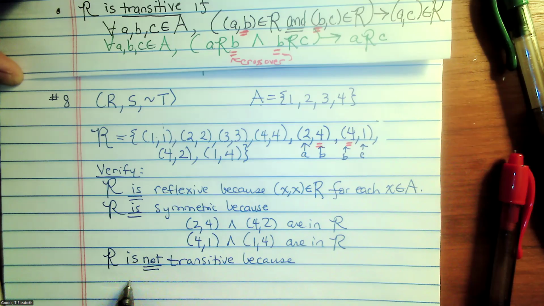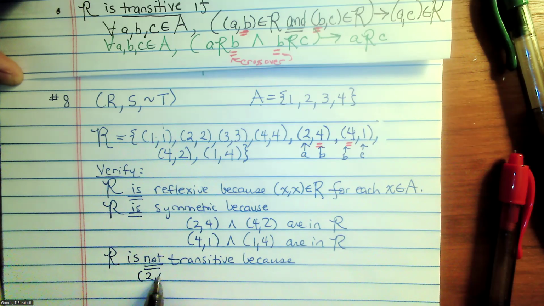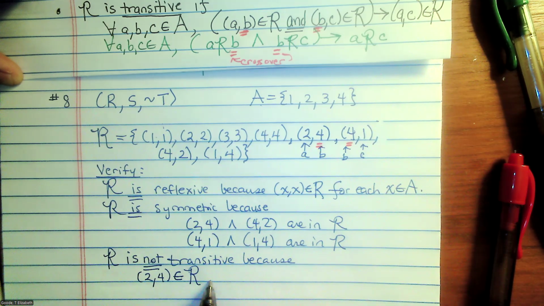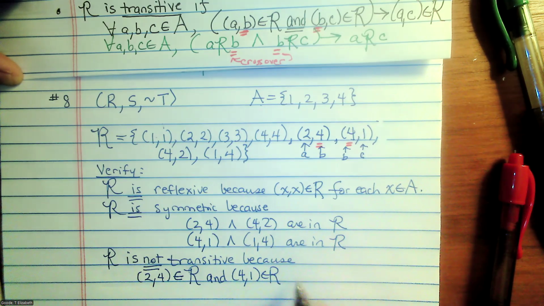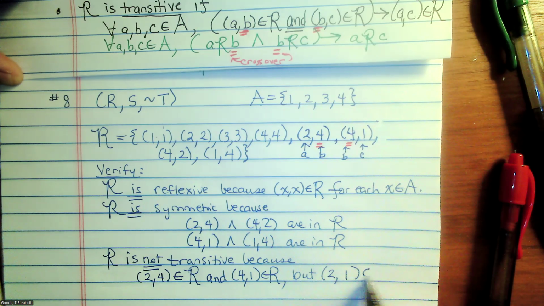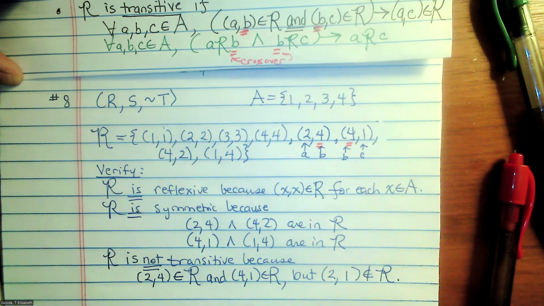You can just say ordered pair 2, 4 is an element of curly R. What else do we need to say? And 4, 1 is an element of curly R. Nice. But 2 to 1 is not an element of curly R. Perfect. That's exactly right.